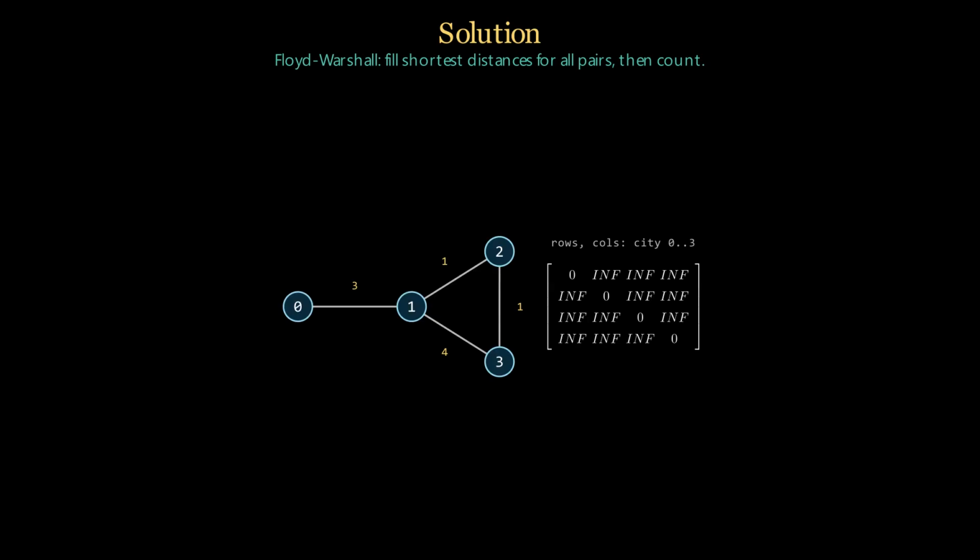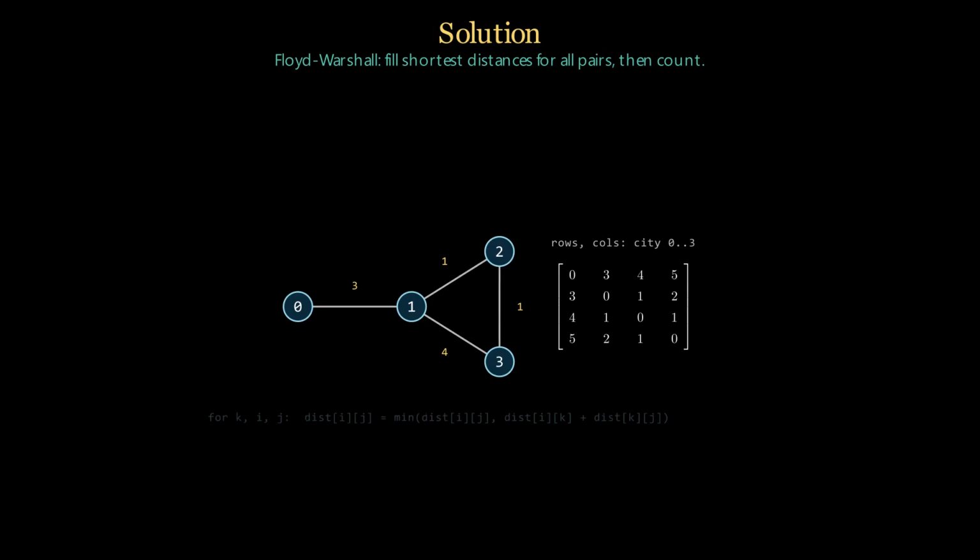Start with infinity off the diagonal, meaning unknown distance, and 0 on the diagonal because each city is 0 steps from itself. Relax each undirected edge in both directions. If the weight is cheaper than infinity, store it as the current best guess between those 2 cities. The triple loop tries every intermediate city k and updates each pair i and j by comparing the direct estimate with a path that goes through k.